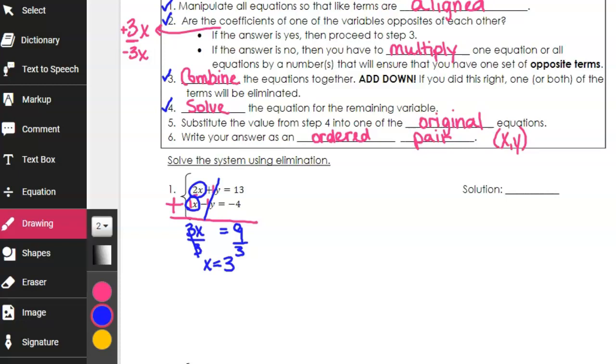So finally, I'm going to do what I did yesterday. I'm going to take my remaining value and substitute it back into an original equation. It doesn't matter which one you use. I tend to like the first one a little bit better.